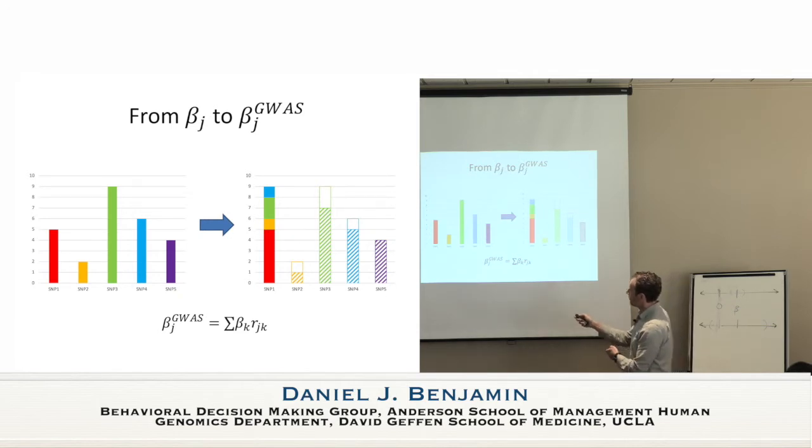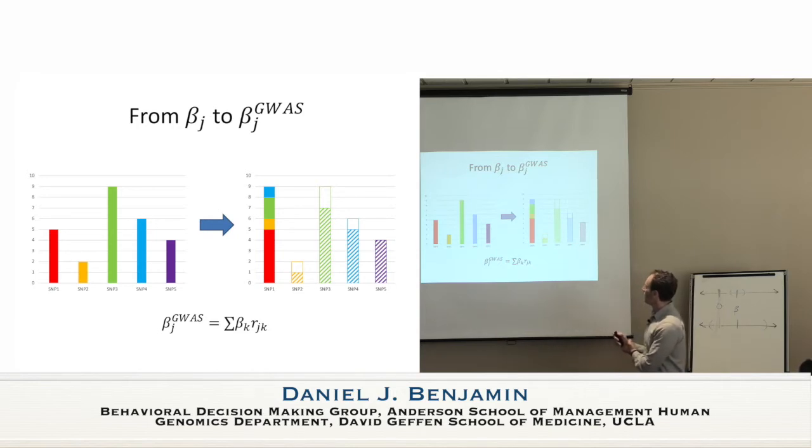What this is showing on the left is the true causal effects of 5 SNPs that are close to each other on the genome. The y-axis is the size of the effect, and these are 5 different SNPs. And then on the right, we're imagining that we do the GWAS now for SNP number 1, and SNPs 2 through 5 are not in the regression.